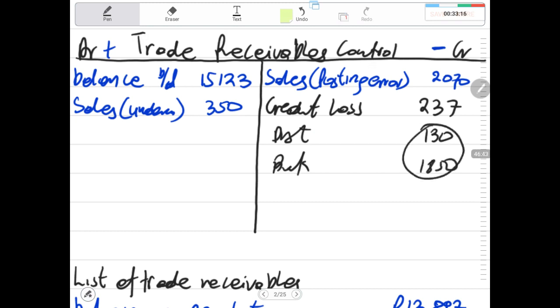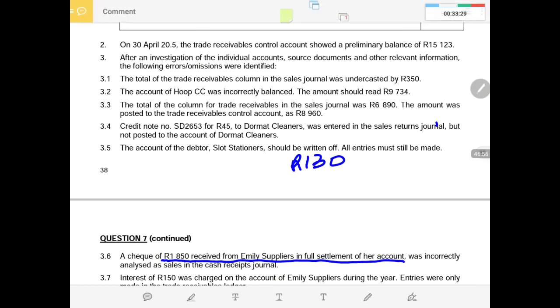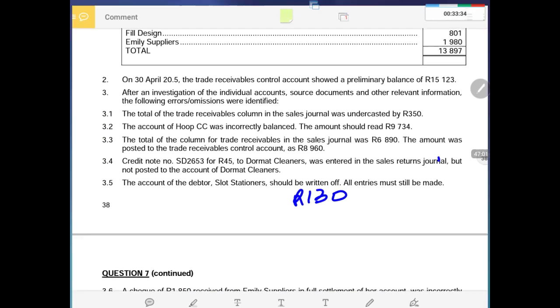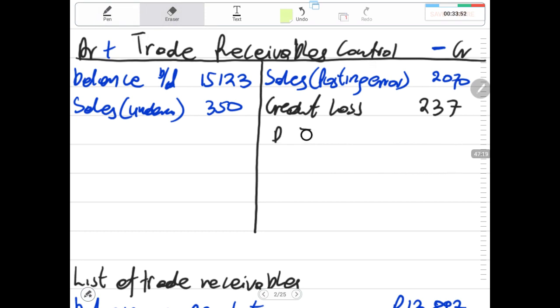The total of the two must be equal to the amount that she was owing us. How much was she owing? She was owing us 1,980. So we need to make sure that the sum of the two will give us that 1,980. We must separate the cash that was received from the discount, but the total of the account of the customer must be recorded. So this is what should have been done when the customer is settling her account.